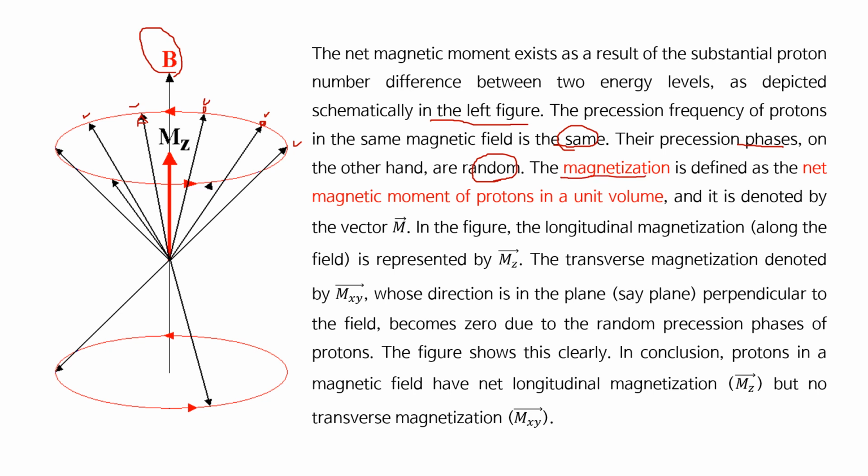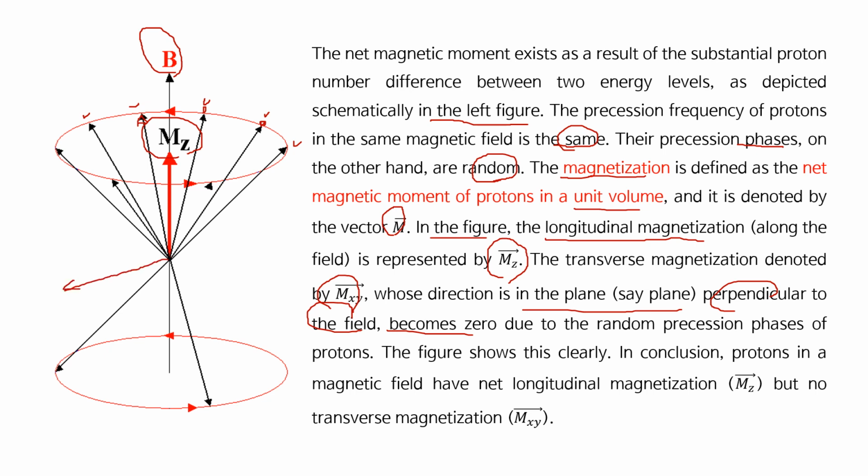The magnetization is defined as the net magnetic moment of protons in a unit of volume, and it is denoted by vector M. In the figure, the longitudinal magnetization along the field is represented by Mz. The transverse magnetization, denoted by Mxy, whose direction is in the xy plane, which is perpendicular to the field, becomes zero due to the random precession phases of the protons.